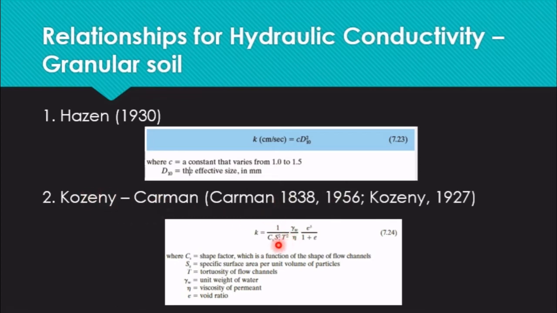So, K is equal to 1 over the shape factor times the specific surface area squared times the tortuosity of flow channels, multiplied by gamma w or unit weight ng water, over the viscosity of permeant. Okay, and e cubed, or the void ratio, divided by 1 plus e. So, ito naman, halos lahat naman ito ay constant. Ito lang kailangan mong kuhanin, yung void ratio ng soil. Pwede mo naman kuhanin yung in situ void ratio niya. Pwede siyang isang malaking constant na lang ito, kasi mga ito ay constant.